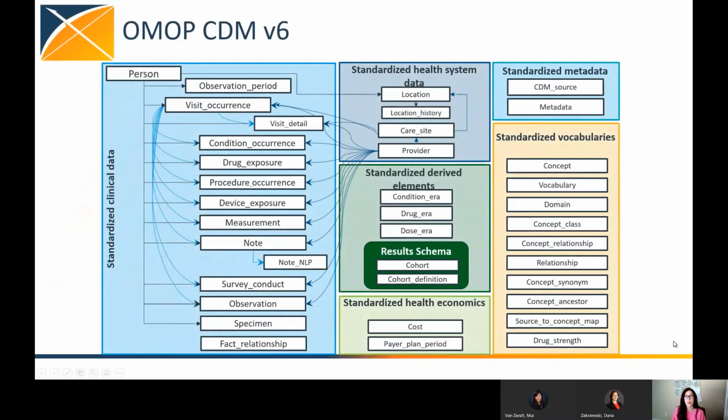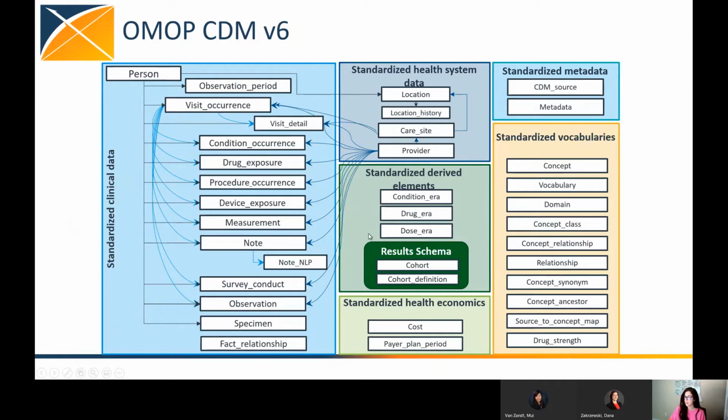All right, so just as a reminder, these are the different domains that are present in OMOP CDM version 6. You'll see we have the standardized clinical data on the left-hand side, and as you would have seen in your prerequisite videos, this is a person-centric model. So you see person up here at the top left, and it links to all of the different clinical data tables, as well as some in the health system data as well.